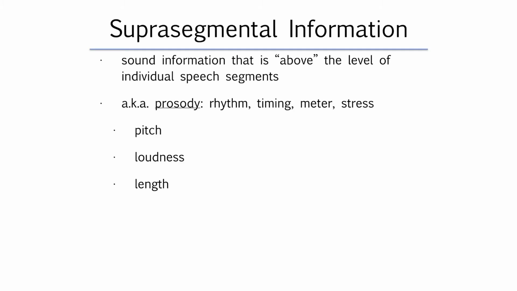So far, all the sounds we've been considering are segments, the individual speech sounds that we represent with IPA symbols. But when we speak, we also include sounds that are above or beyond the level of the segments. This sound information is called prosody or suprasegmental information, and it makes up the rhythm, timing, meter, and stress of the words and sentences that we speak. The primary pieces of suprasegmental information are the pitch of sounds, the loudness, and the length.